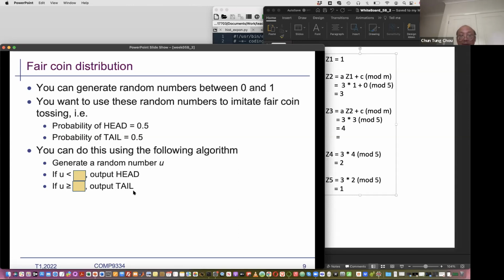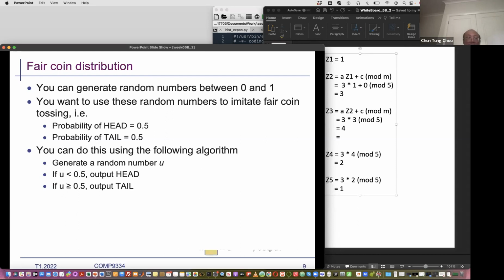All right, the answer is you should choose 0.5, because you have random numbers between 0 and 1. If you choose 0.5, it means half of the time you'll get a random number less than 0.5, so half of the time you will output head. The other half of the time, the random number you generated will be bigger than 0.5, and so you output tail. That is how you can imitate a fair coin toss.